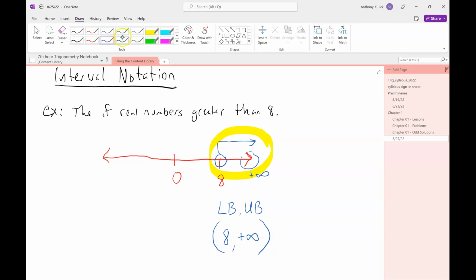So this would be the interval. Note that that looks a lot like a point. Context here matters. We know it's not a point because it's asking for a set.